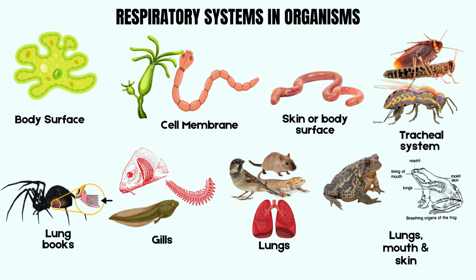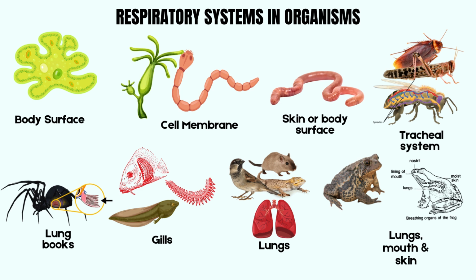Unicellular organisms like amoeba and paramecium make use of their body surface. Hydra and tapeworm make use of the cell membrane. The cell membrane is a semi-permeable membrane, and it allows for efficient gaseous exchange between hydra and its environment. Earthworm uses the wet skin or the body surface. The skin is adequately supplied with blood vessels, it is thin-walled, it is moist, and it enables efficient gaseous exchange.